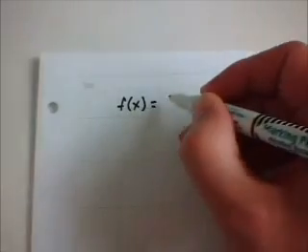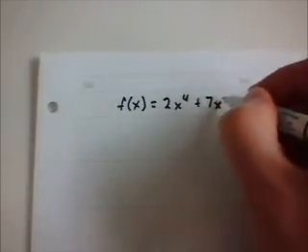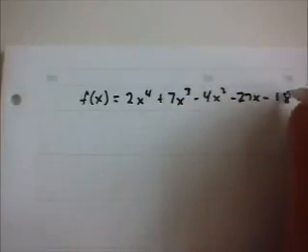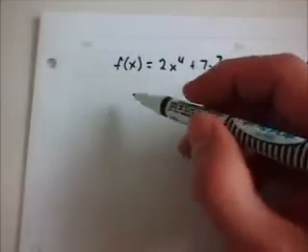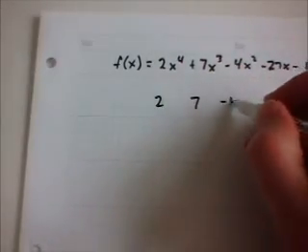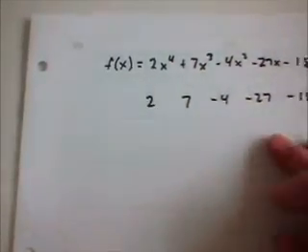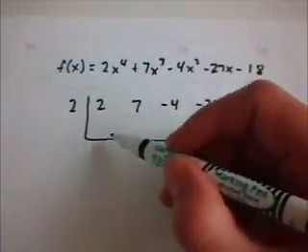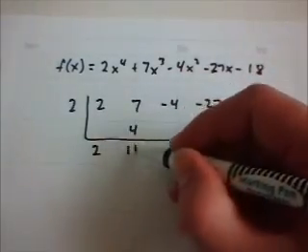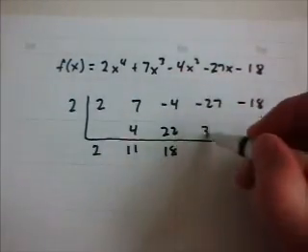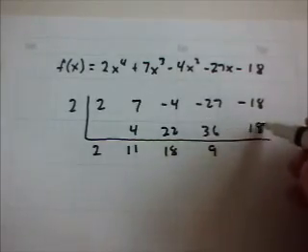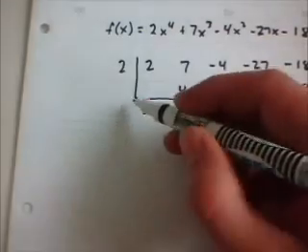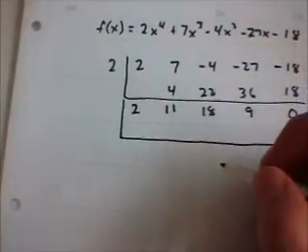F of x equals 2x to the 4th power plus 7x cubed minus 4x squared minus 27x minus 18. Let's do something called synthetic division. Synthetic division is like fake division because you're really not dividing, you're multiplying. 2 times 2 is 4, 2 times 11 is 22, and so on. When you end up with this one, you get a 0 on the end. That means it divided evenly. So it divided evenly. Let's try again with the remainder, or the quotient, sorry.